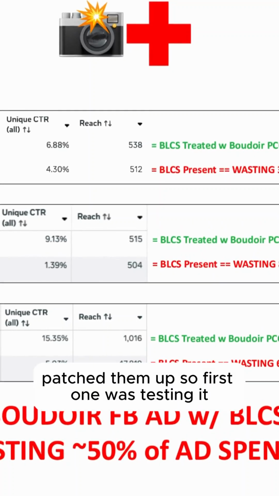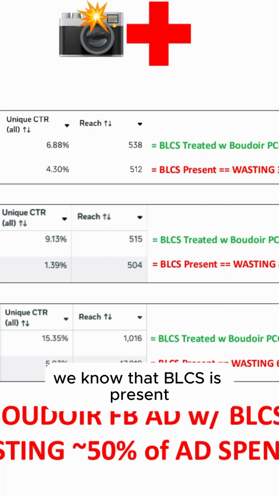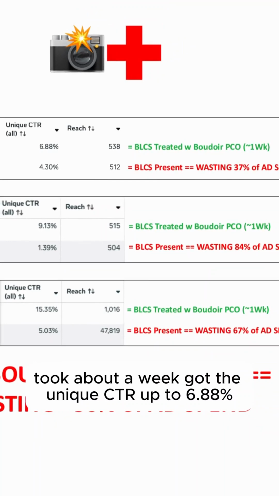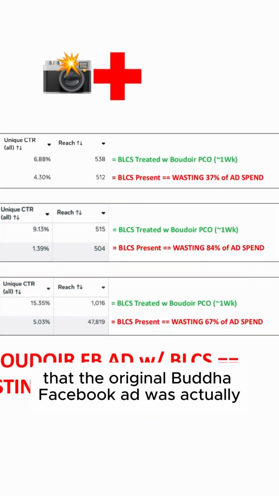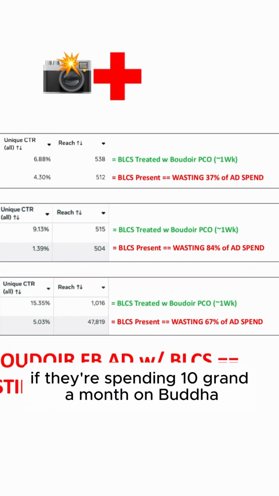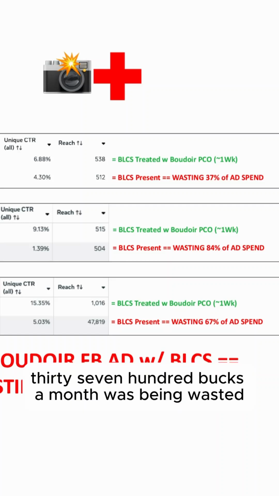So the first one we tested, we found the unique CTR all is 4.3%. When unique CTR all is under 6%, we know that BLCS is present. So we duplicated it, treated it with Boudoir Pico, which took about a week, and got the unique CTR all up to 6.88%. So we found out the original Boudoir Facebook ad was actually wasting 37% of ad spend. If they're spending 10 grand a month on Boudoir Facebook ads, 3,700 bucks a month was being wasted.